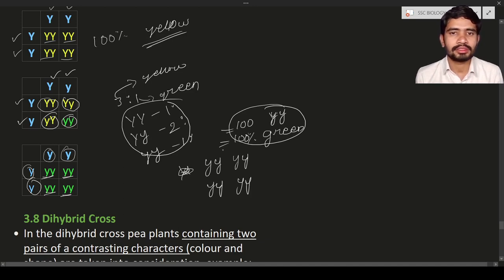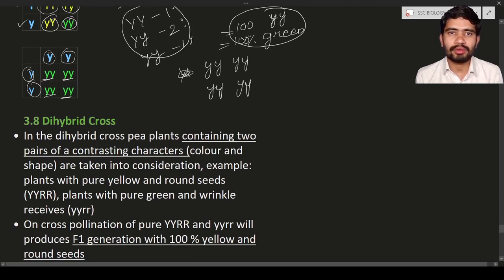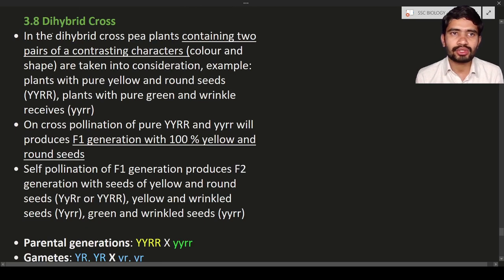And this is about the phenotypic ratio and genotypic ratio of the monohybrid cross. Now we will see the dihybrid cross. First of all, what is meant by dihybrid? Di means 2, okay? Hybrid means the different type of genes, that is for the different characteristics. That is known as dihybrid. Here we can see any organism or seeds that contain 2 pairs of contrasting characters.